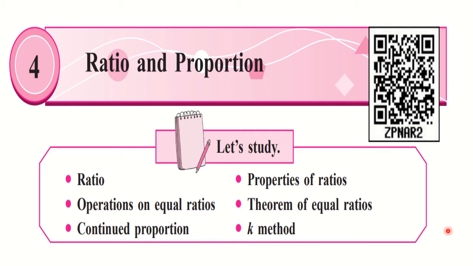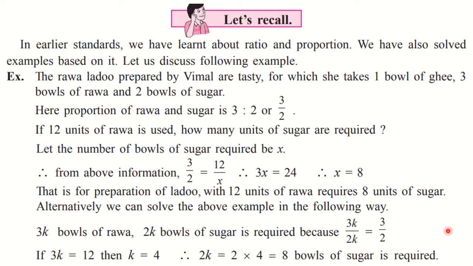Now let us start with the concept of ratio. In earlier standards you have studied these words ratio and proportion, and also you have solved examples based on this. Now here let us discuss one example. The rava laddus prepared by Vimal are tasty, for which she takes 1 bowl of ghee, 3 bowls of rava and 2 bowls of sugar.